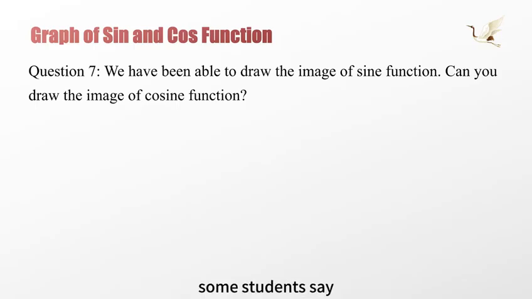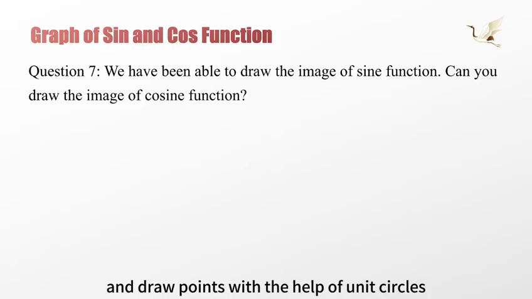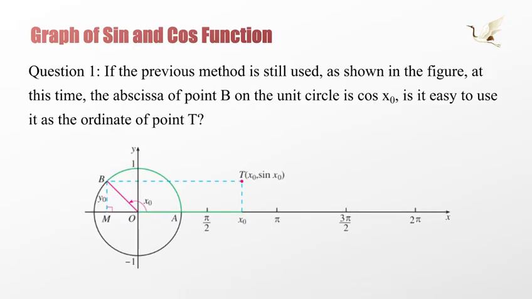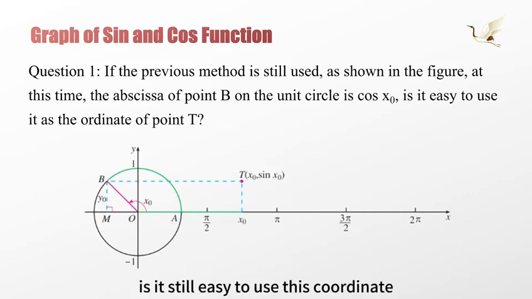Some students say, let's use the definition of the cosine function and draw points with the help of the unit circle, just like before. Please think about it. If we still use the previous method, and the horizontal coordinate of point B on the unit circle is cos x0, is it still easy to use this coordinate when we want to draw a cosine function with the horizontal coordinate of point B as the vertical coordinate of point P? Obviously, it is no longer easy to use. Can we find any simpler way?